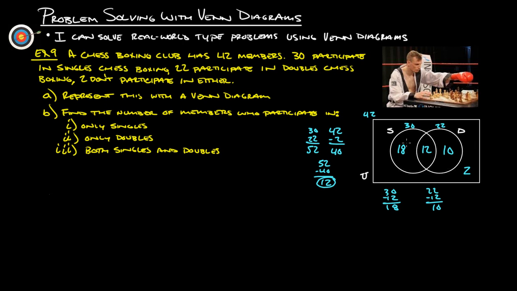Okay, now that we've got this all filled in, that will make figuring out these questions a lot easier. So I'm going to get rid of the 30 and the 22. That was just to help us figure out everything in here. Find the number of members who participate in only the singles. So only singles would be 18. Only doubles would be the 10. And then both singles and doubles, that's this 12. So see, this becomes really straightforward once you have all your numbers filled in there.